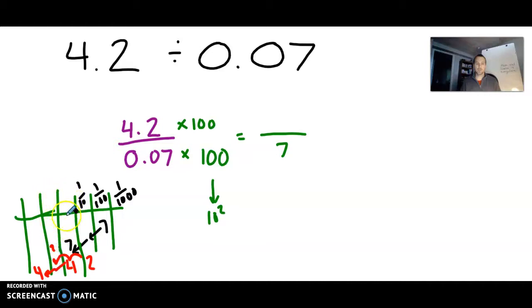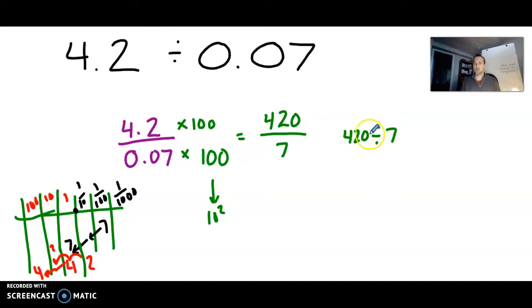So what place value is that? Well, this is the ones. Here's the tenths. Here's the hundredths. Okay, so we would have 420. And now we can rewrite this as 420 divided by 7.